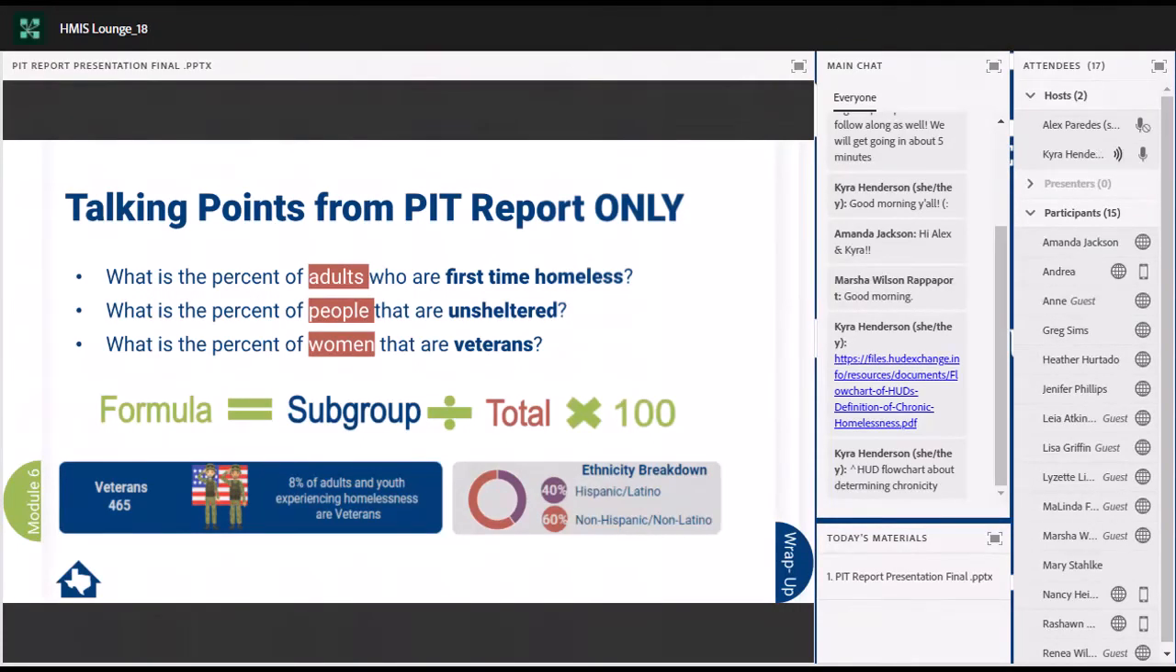Now, while the formula on the bottom of this slide is also fairly simple, it's really important to remember that you need to ensure you are dividing by the correct number. An example is, for veterans, you are only dividing by the number of adults. You are not dividing by the total number of people because, as we know, children cannot be veterans.